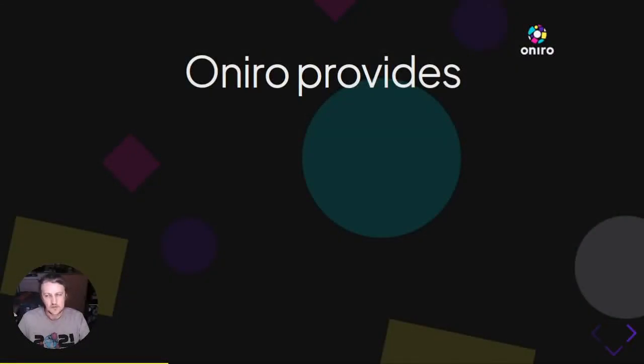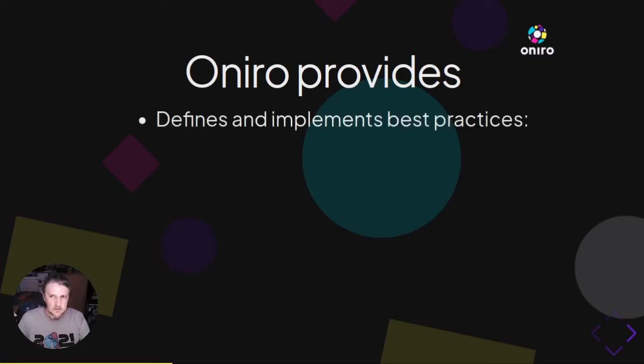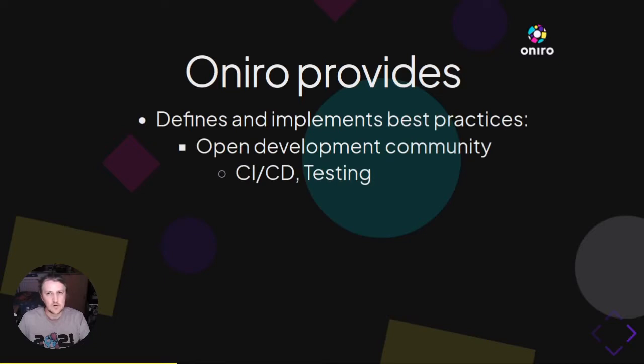So what does Oniro provide to its users? Of course, even if we share this open source code base, without a community it can be almost useless. So to prevent this, we defined and implemented the best practices we learned in the software industry over the years. We are coming from an open source background, so we set up an open development model. This means the code is reviewed by the community, and we are also setting up a GitLab flow used for continuous integration, different kinds of checks, and we are testing on supported devices.